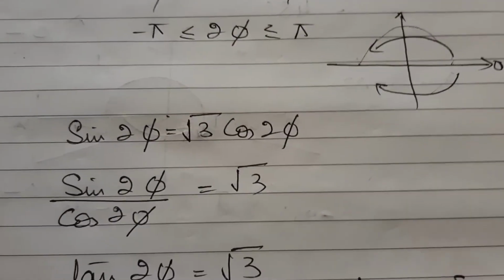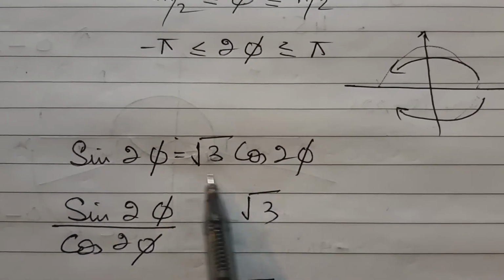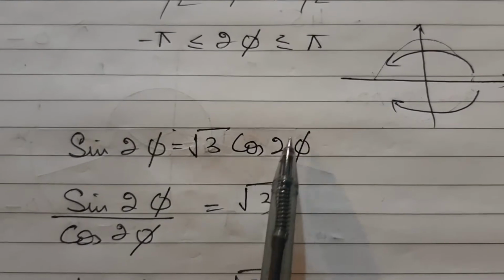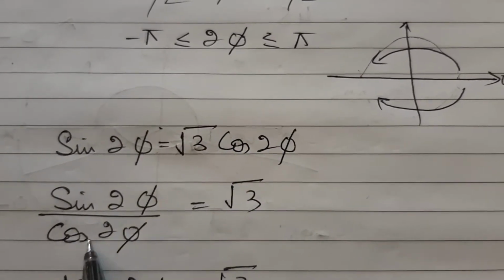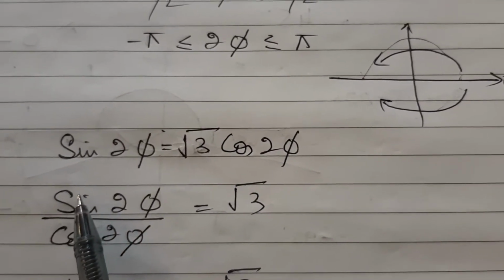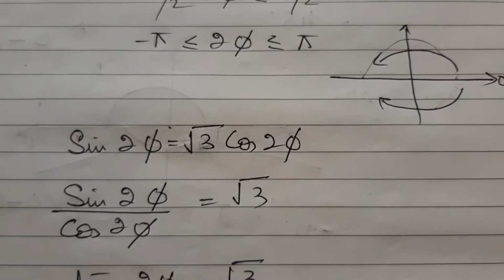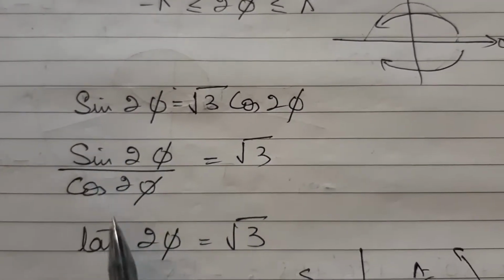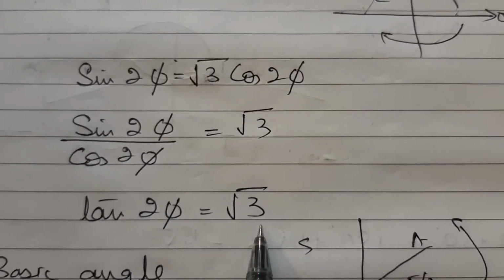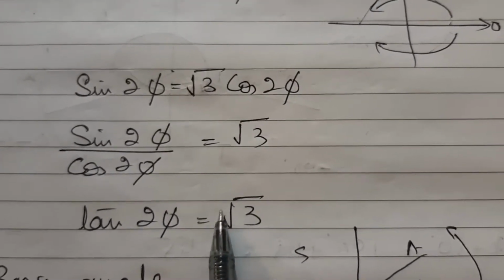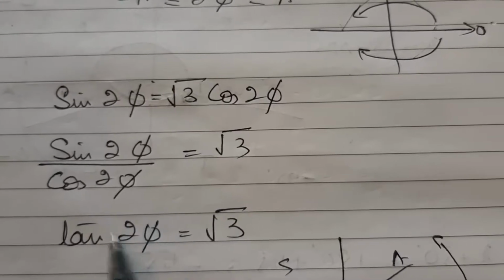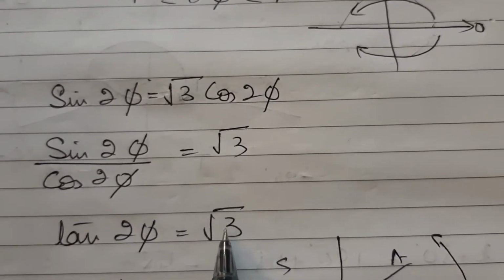Okay, so let's see. This is the question. Now I will only bring cos 2 phi down here. Do you remember the identity, sine over cos, what was it equal to? Yes, tan, right? So this portion will become tan 2 phi equals root 3. Now this is plus here. So which angle of sine gives you a plus answer? In which quadrant?